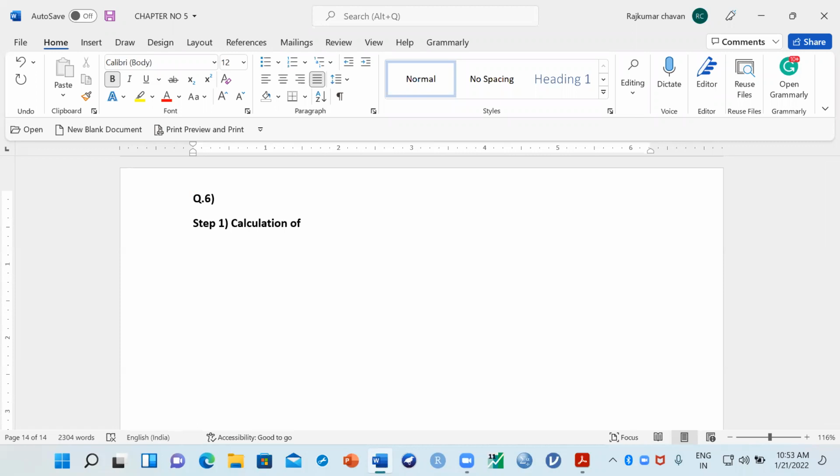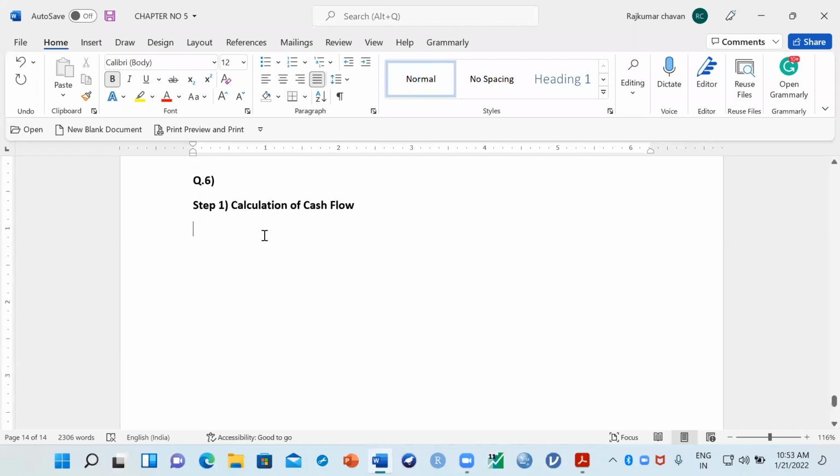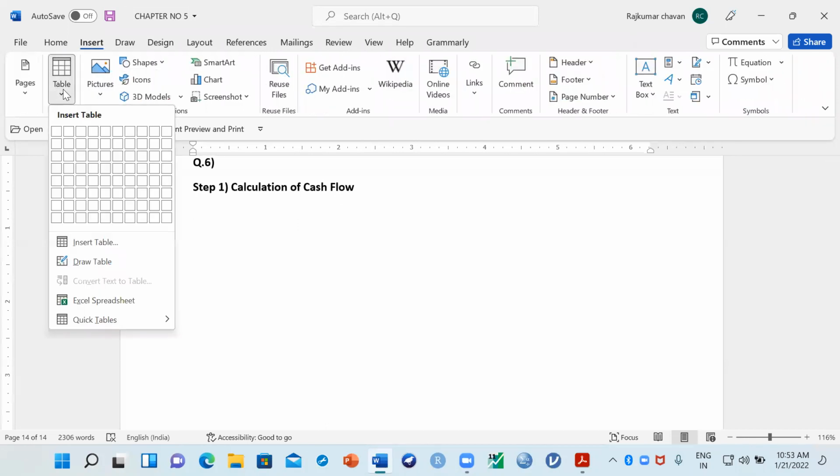Calculations of, basically we have to calculate what is the total cash flows. Okay, the cash flows, or we can see what is the free cash flows of these companies. Okay, how much they are generating the revenues from this particular restaurant based on the information. So what we'll do, we'll prepare one table here.